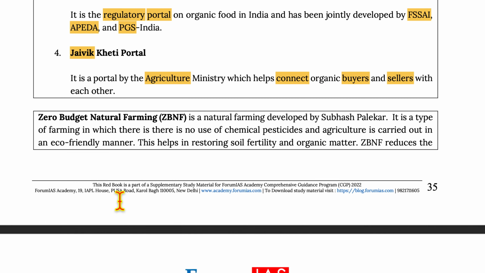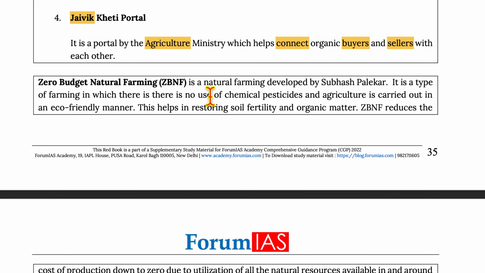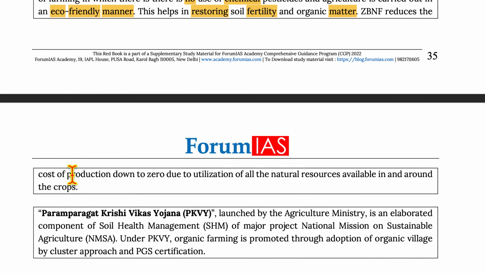Zero budget natural farming is a natural farming method developed by Subhash Palekar. It is a type of farming in which there is no use of chemical pesticides and agriculture is carried out in an eco-friendly manner. This helps in restoring soil fertility and organic matter. Zero budget natural farming reduces the cost of production down to zero due to utilization of all natural resources available in and around the crops.